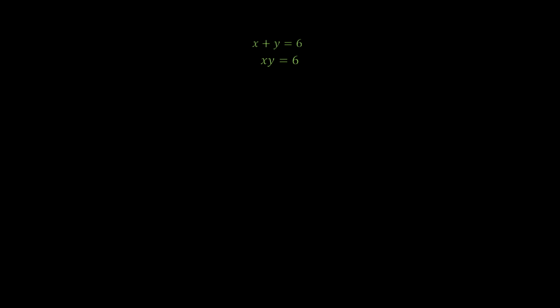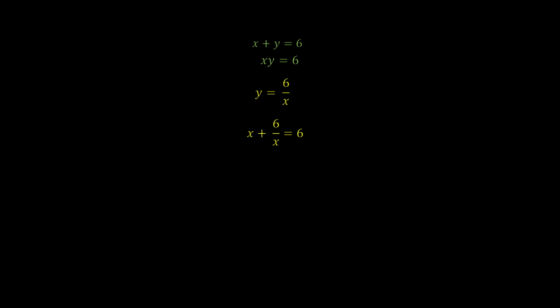Now for completeness, let's use a more traditional method, arriving at a quadratic equation and solving it. Let's start with the same two equations. Now let's solve for y in the second equation. We'll get y is equal to 6 over x. And we substitute that for y in the first equation, giving x plus 6 over x is equal to 6.